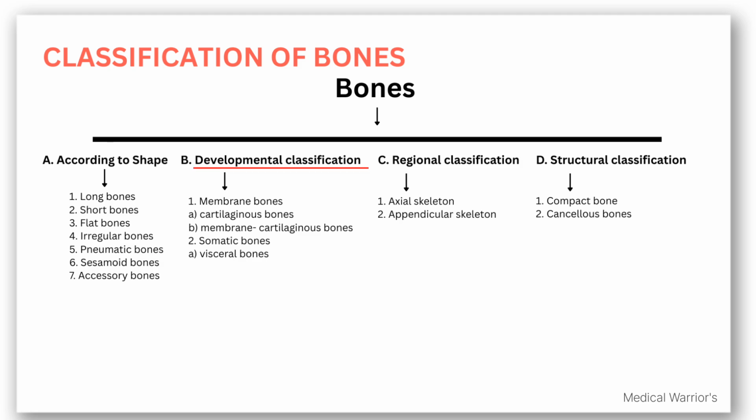In developmental classification, membranous bone. In membranous bone, we further divide into cartilaginous bones, membranocartilaginous bones, somatic bones and visceral bones. In third part, regional classification, axial skeleton and appendicular skeleton. In fourth one, structural classification, there are compact bones and cancellous bones.